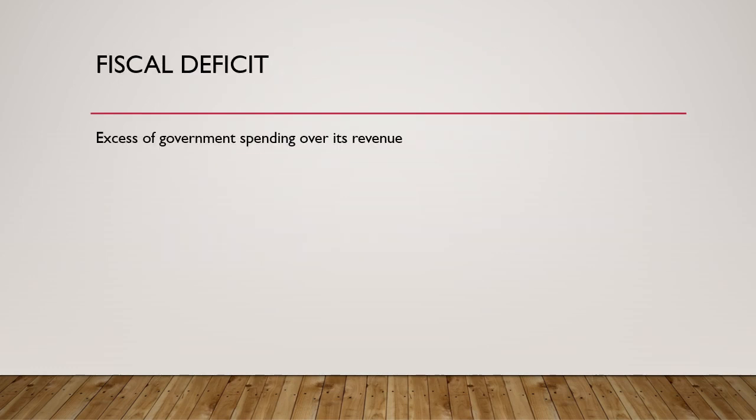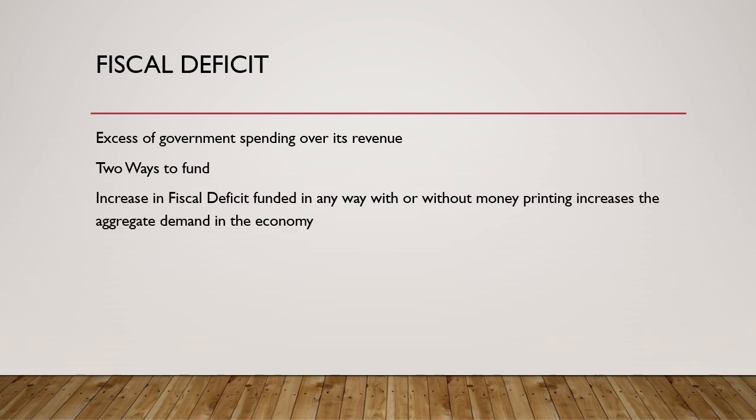So basically, fiscal deficit is the excess of government spending over its revenue. There are two ways to fund the fiscal deficit, as we shall see in the next slides. However, in whichever way the fiscal deficit is funded, that is with or without money printing, it leads to an increase in the aggregate demand of the economy.